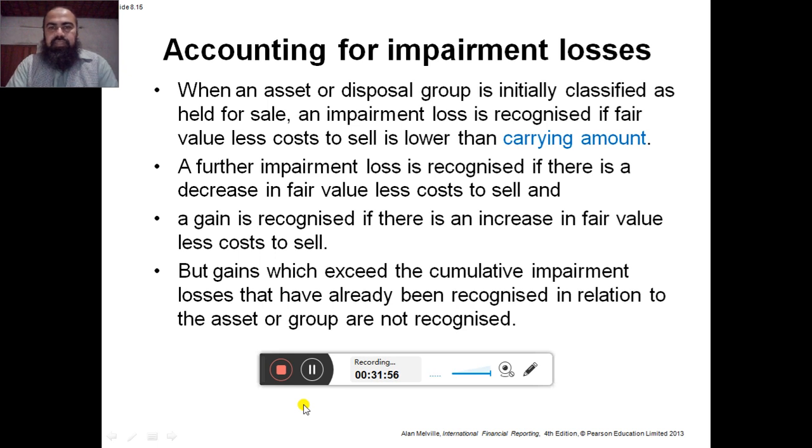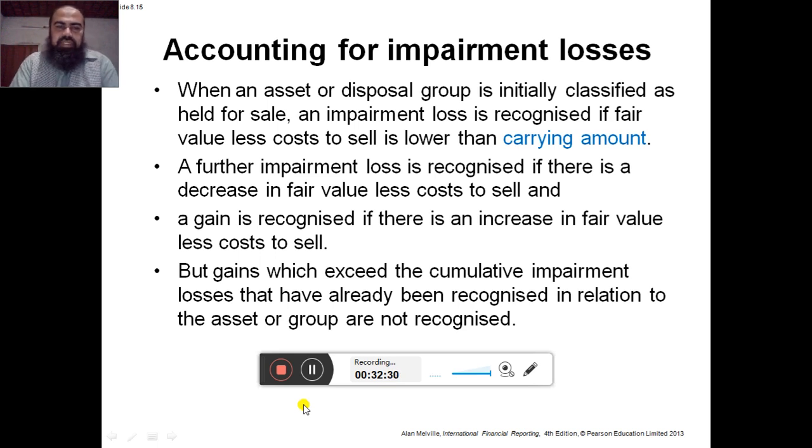Secondly, that was initially classified. Now, if further impairment loss is recognized, if there is a decrease in fair value less cost to sell, this could be on a balance sheet date or any other date at which the company is recognizing it. Third situation: if a loss could be incurred, there could be a gain as well. A gain is recognized if there is an increase in fair value less cost to sell. Obviously, this situation is opposite to that of the first two situations, the first two journal entries.